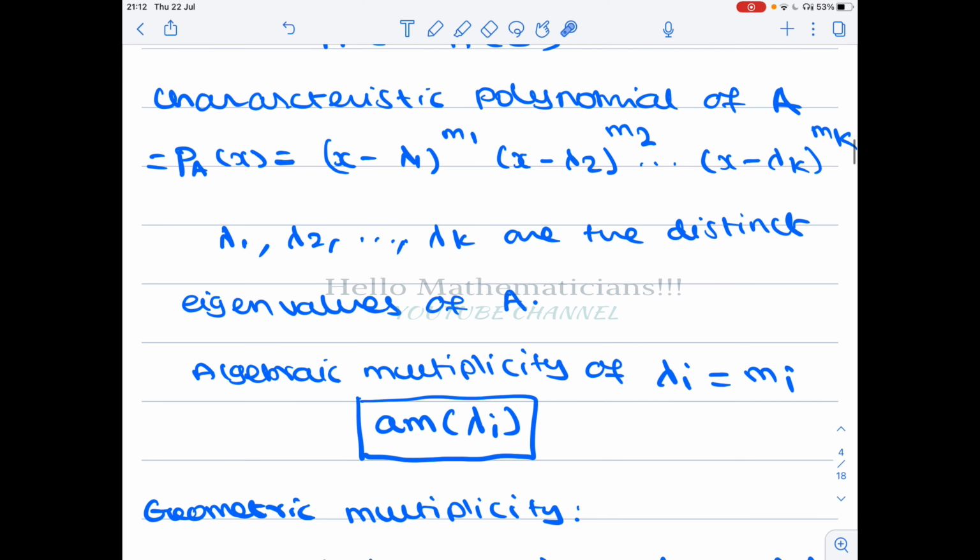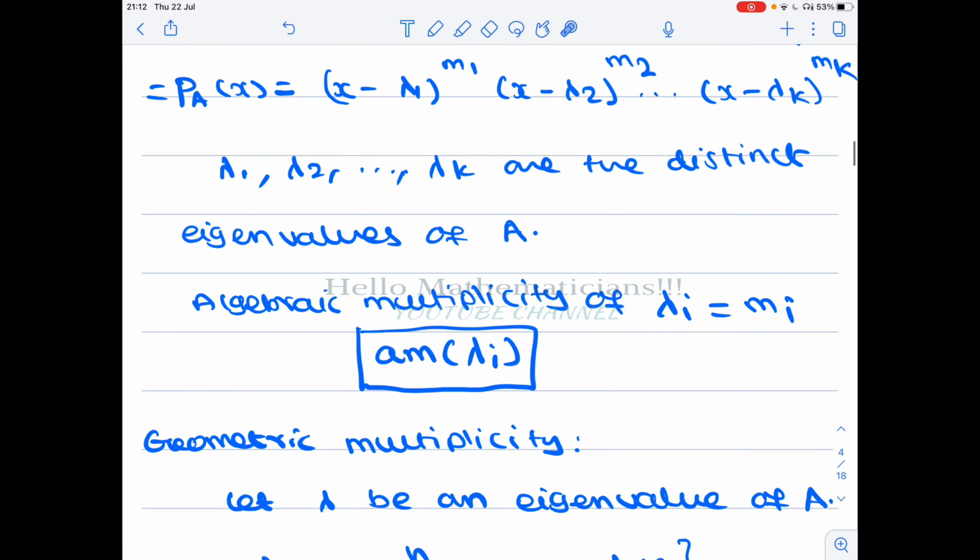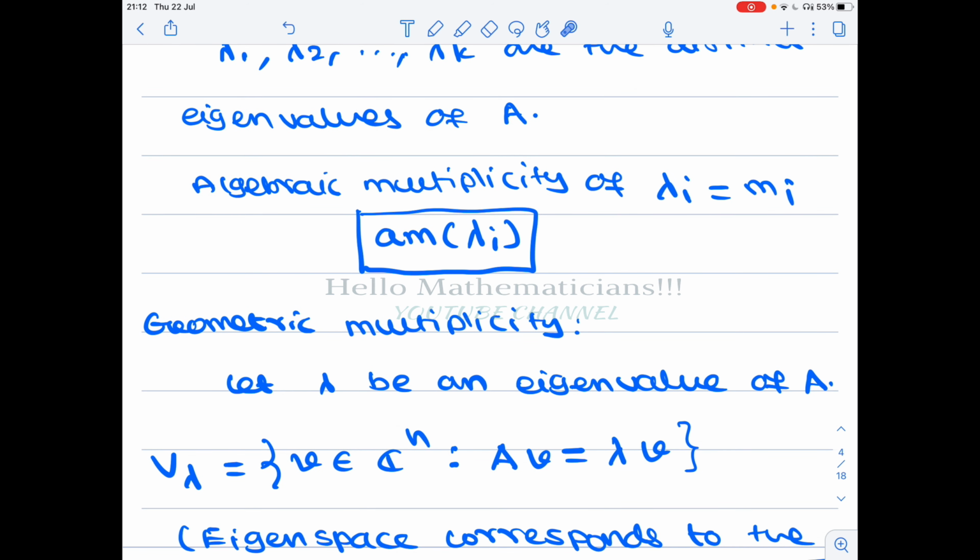So we define the algebraic multiplicity of the eigenvalue lambda i to be the number mi. The power corresponds to the factor x minus lambda i. That is what we call the algebraic multiplicity, and we denote it by AM of lambda i. We will see many examples on these concepts.